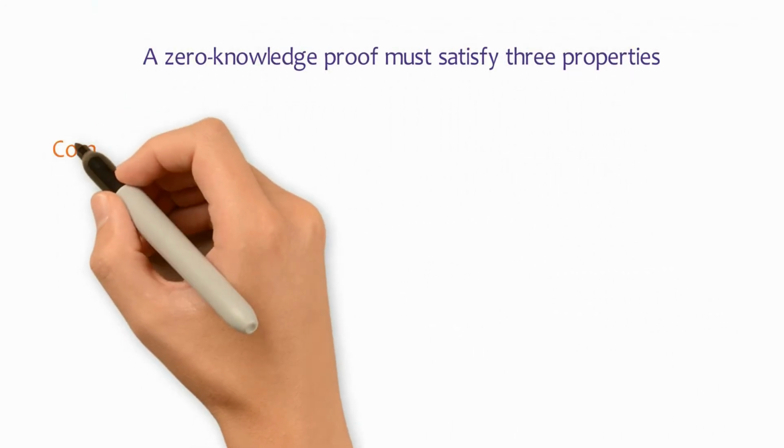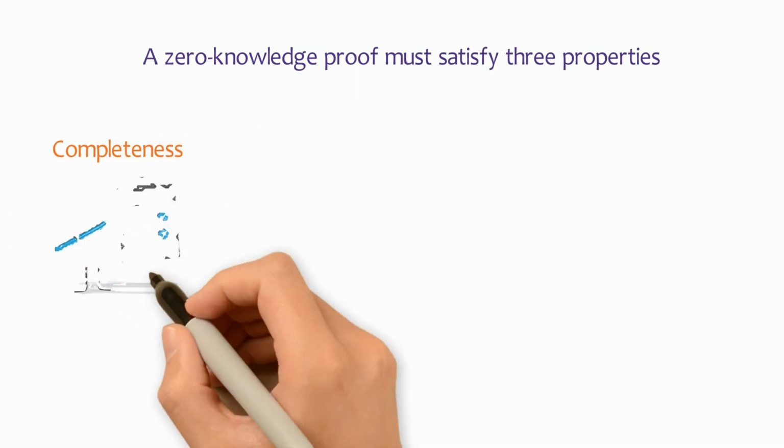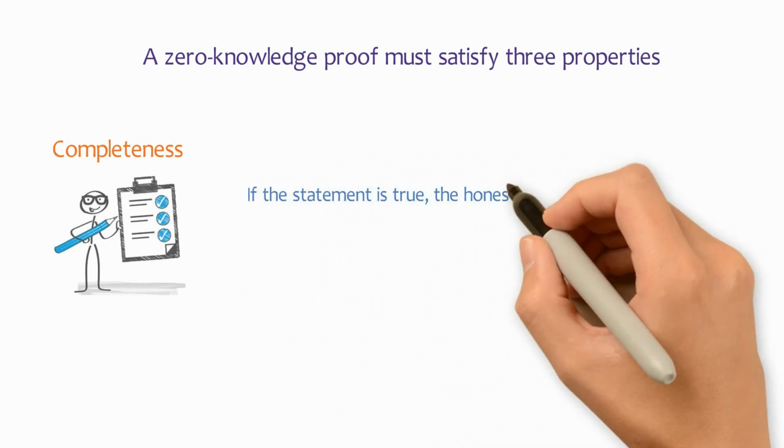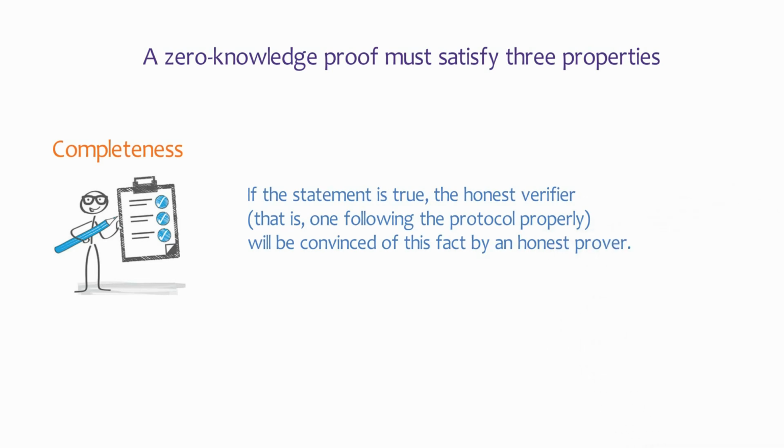The first being the completeness. So when I say completeness, I mean, if the statement is true, the honest verifier, that is one following the protocol properly, will be convinced of this fact by an honest prover. It means both prover and verifier should be honest and should not cheat on each other. For example, Sham came from path A and he will argue that he came from path B, which is not true.